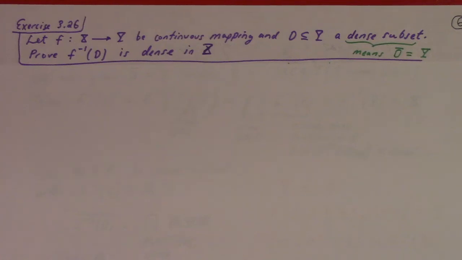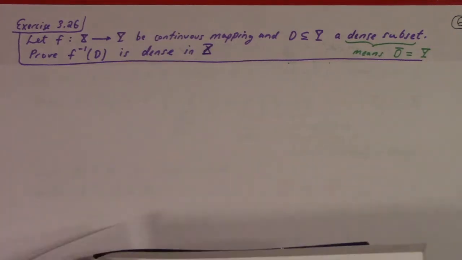So here's what I copied down. Let F from X to Y be a continuous mapping, D a subset of Y, a dense subset, right? Dense means the closure of D is all of Y. Great. Prove F inverse of D is dense in X. And I went to work on this, and you know, I got nowhere really fast. And then I said, well, maybe I should go back and look at the book again. And I did that. And you know what I discovered, lo and behold? I discovered that I had missed some important words.